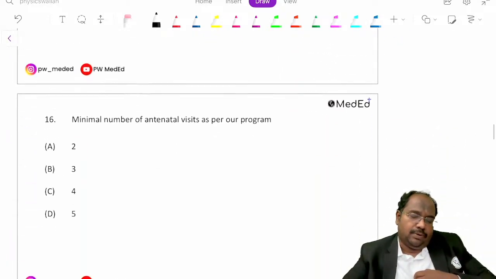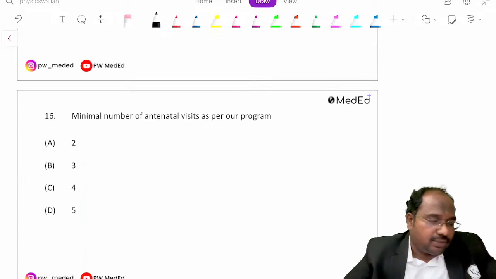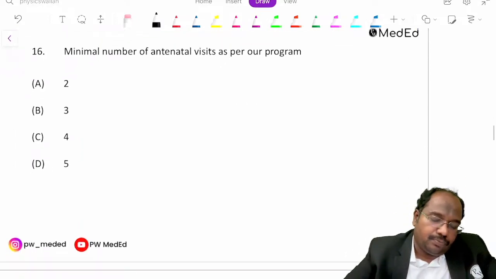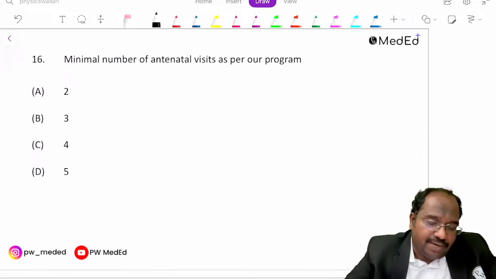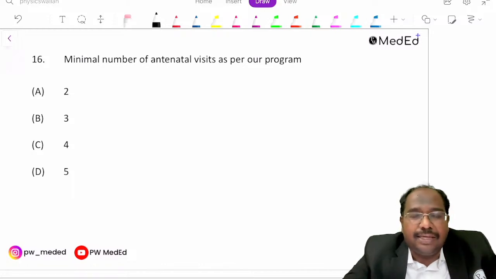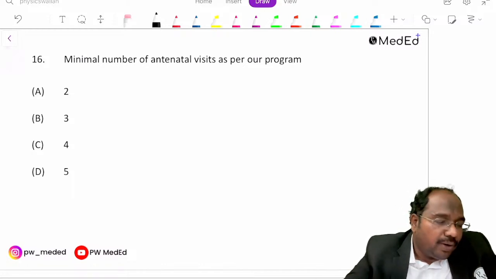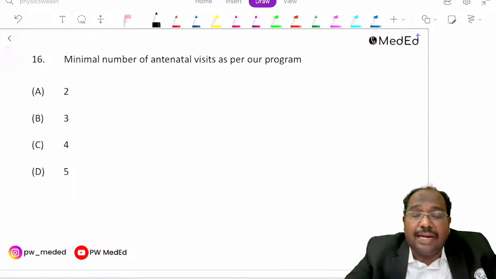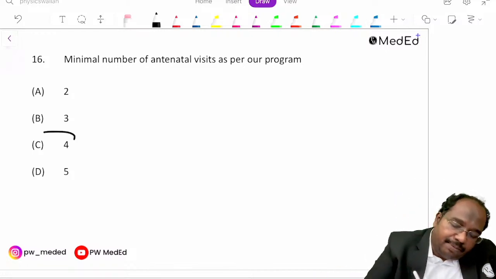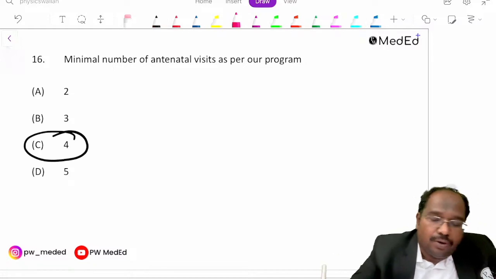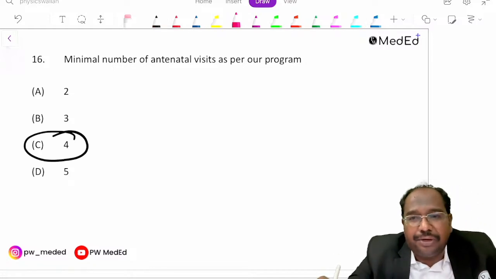Next. We'll go to the next one, guys. The next chapter which we are going to see is the maternal and child health chapter, guys. Come on, answer this. What is the minimum number of antenatal visits as per our program? Our program says that the minimum number of visits is 4. Four is the minimum. Repeated question in your exam.